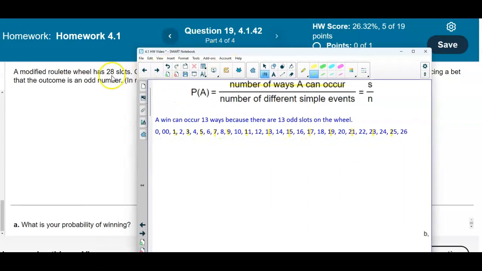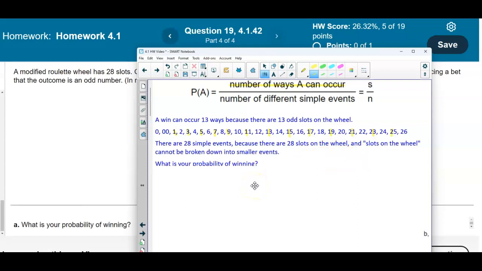Now, the modified roulette wheel has 28 slots, meaning that if we count them all up, we have 26 numbers plus these additional 2, which is 28. So therefore, there are 28 simple events because there are 28 slots on the wheel, and slots on the wheel cannot be broken down into smaller events. So what is your probability of winning?